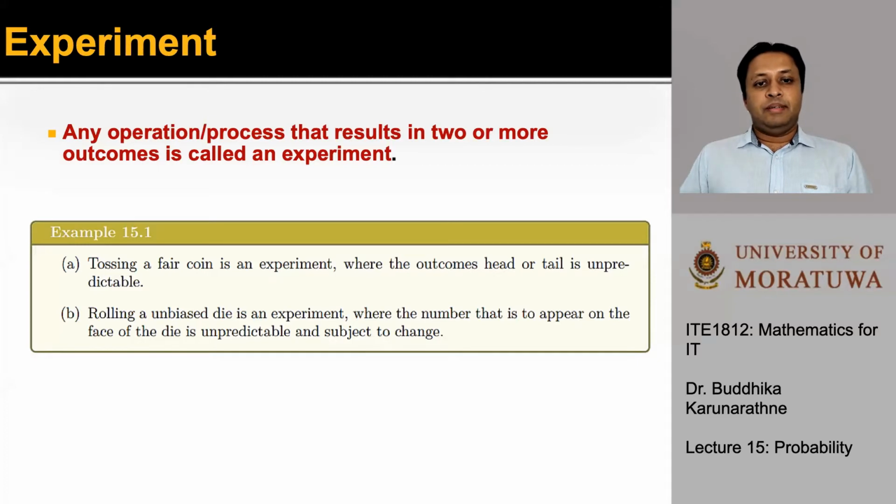For example, tossing a fair coin is an experiment where the outcome, head or tail, is unpredictable, when the coin is fair. Another example, rolling an unbiased die is an experiment where the number that is to appear on the face of the die is unpredictable and subject to change. We don't know what will happen.